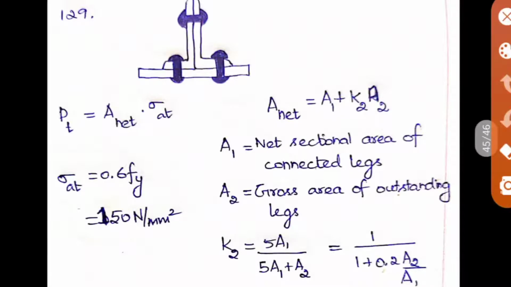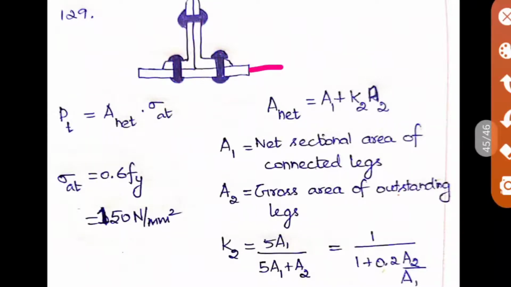So this is the diagram I have drawn here. So this will be your gusset plate, and these are two angles fixed. So as you can see here, the connected legs are connected by the rivet, and the outstanding legs also are connected by a tacking rivet. So this is the diagram.